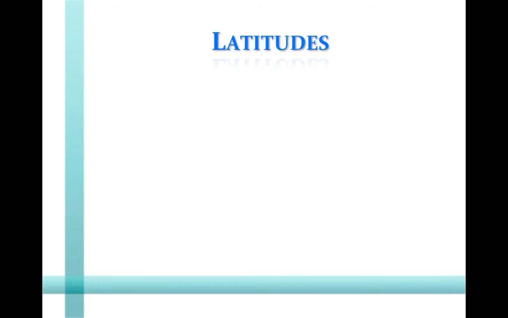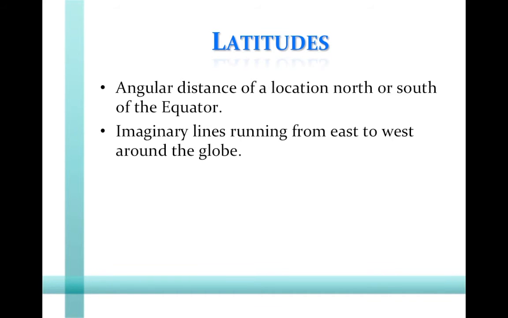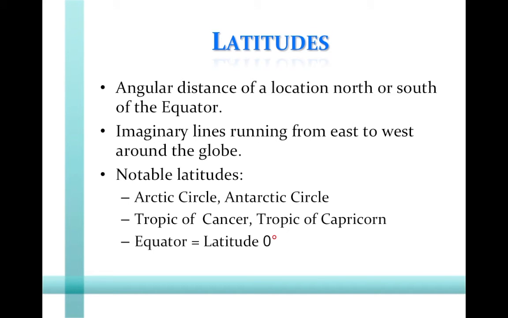So what is a latitude? A latitude refers to the angular distance of a location north or south of the equator. In simpler terms, they are imaginary lines that run from east to west around the globe. Some of the more notable latitudes are the Arctic Circle, the Antarctic Circle, the Tropic of Cancer, the Tropic of Capricorn, and the equator, which is latitude 0 degrees.